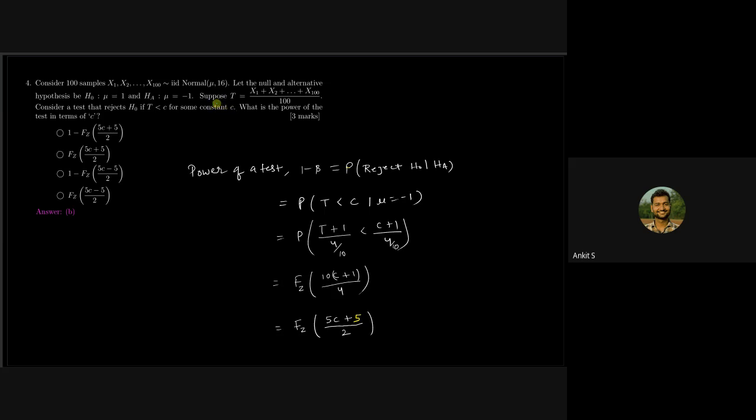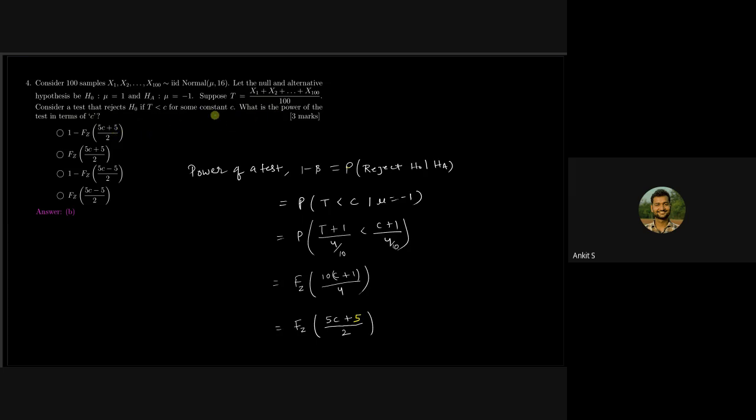There is something called a test statistic. We calculate the test statistic from the samples, and based on the value it takes, we come to a conclusion. So consider a test. The test is defined such that it rejects H not if T is less than C for some constant C. What is the power of the test in terms of C?